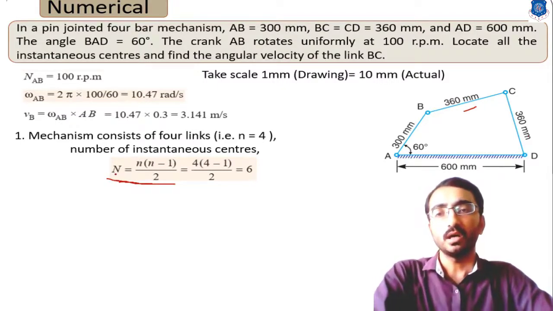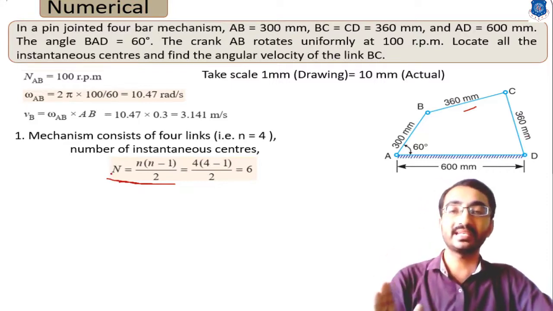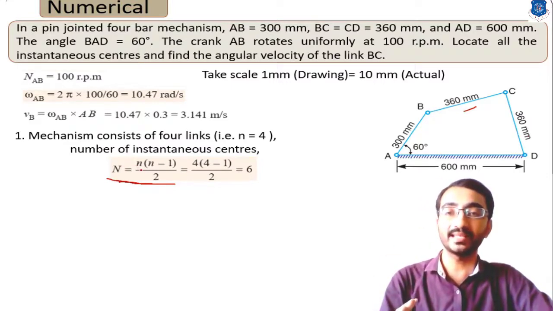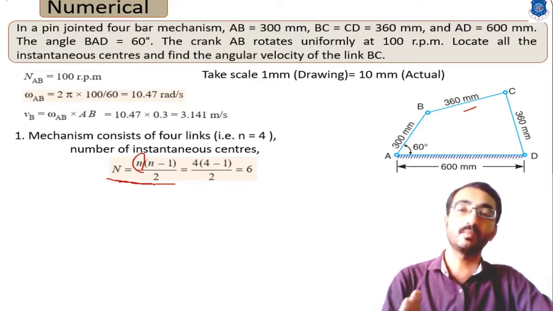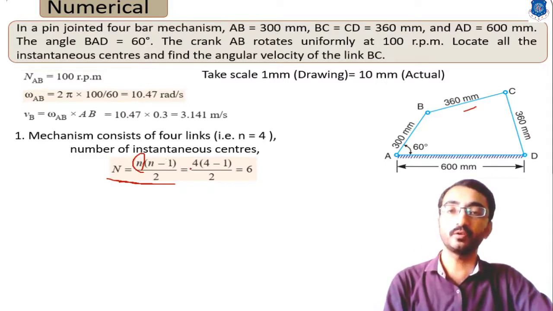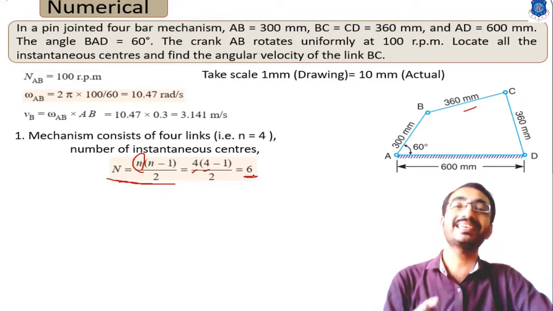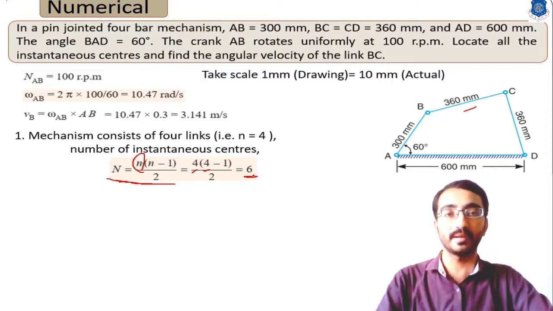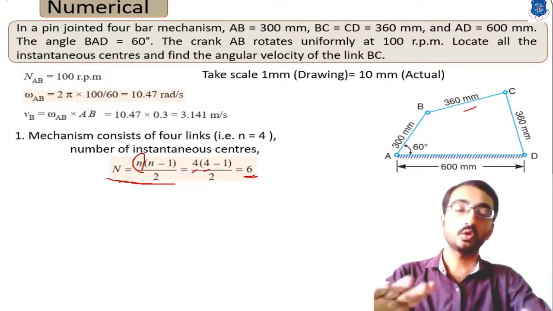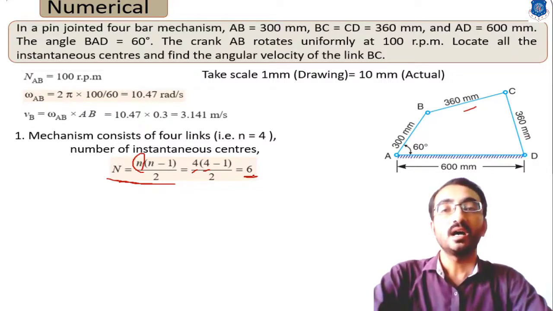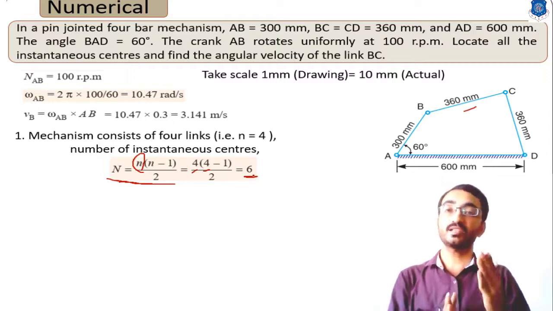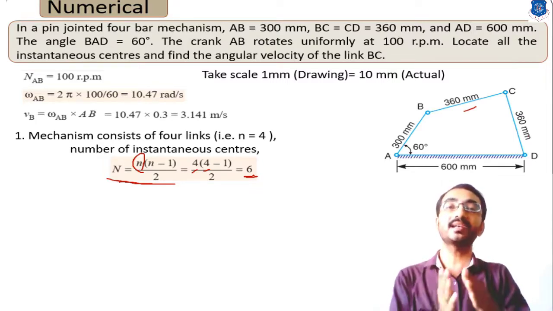Here capital N is the number of instantaneous centers, and small n is the number of links, so N equals n into n minus 1 by 2. If you put 4 as n, you will get that we have to locate 6 instantaneous centers for this 4-bar mechanism. Now to locate all the 6 instantaneous centers, first we have to identify which these 6 are.